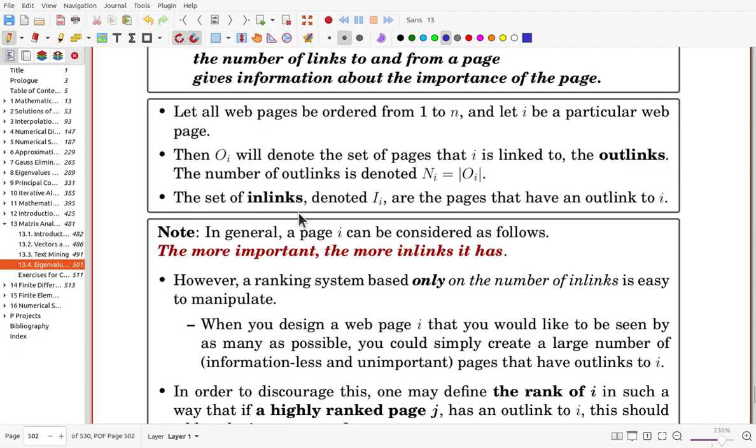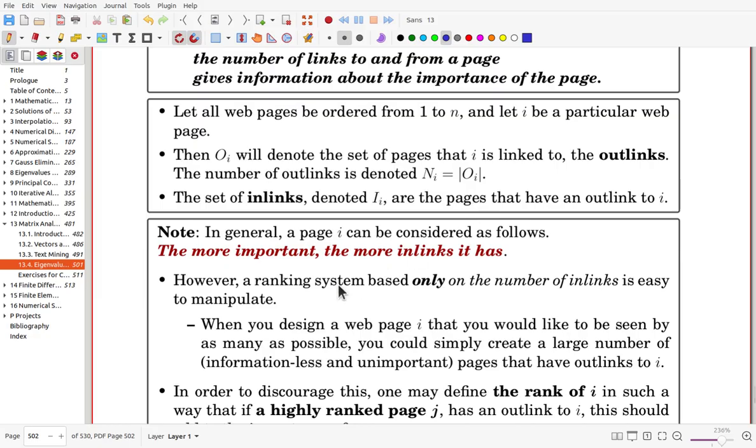Now, the set of in-linkers are the pages that have an outlink to i. So in-links means that, from other pages, they have an outlink to the ith one. It is not easy to see what the web pages are and how many web pages have an outlink to the specific ith web page. However, anyway, we define I_i for the set of in-linkers.